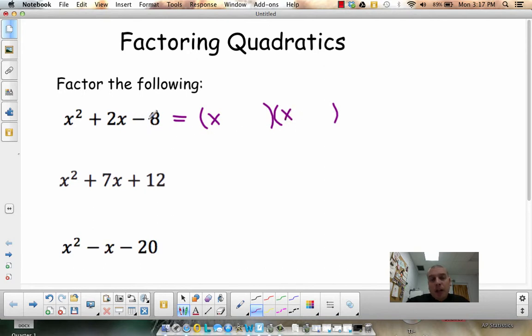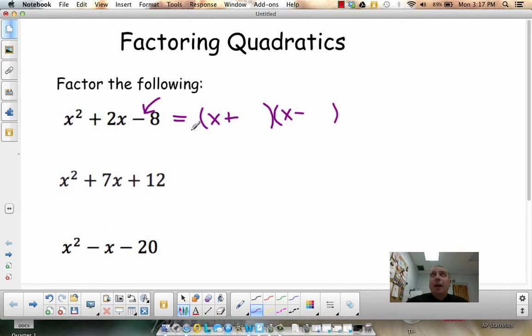Now I've got to look at the equation and say, okay, what here is going to tell me how to set up my parts over here? So I look at this sign right here that the pen's pointing to. So this one tells me the signs are opposite of one another. This tells me the larger one is going to be positive.